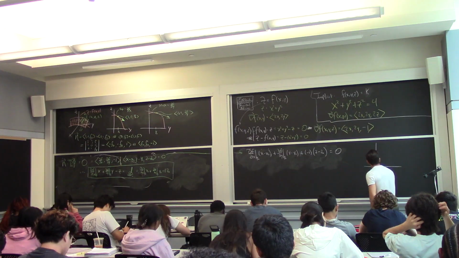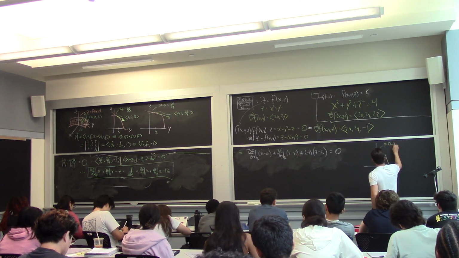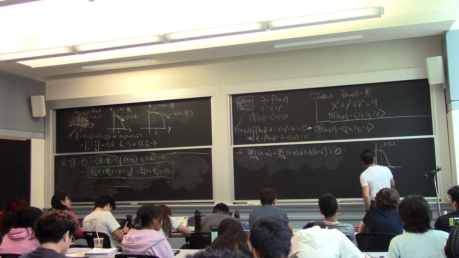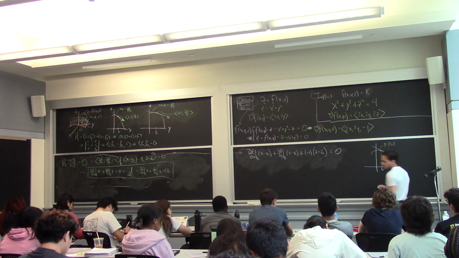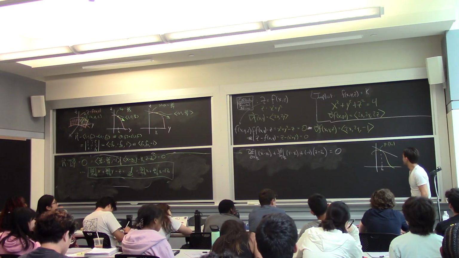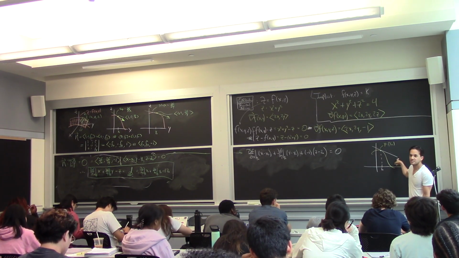Single variable calc for a moment. Here's y equals f of x. If I have my tangent line equation at a particular point, x naught. Kind of like a Taylor series, yeah. I'm going to do the very first term in the Taylor series. I'm doing a linear approximation.